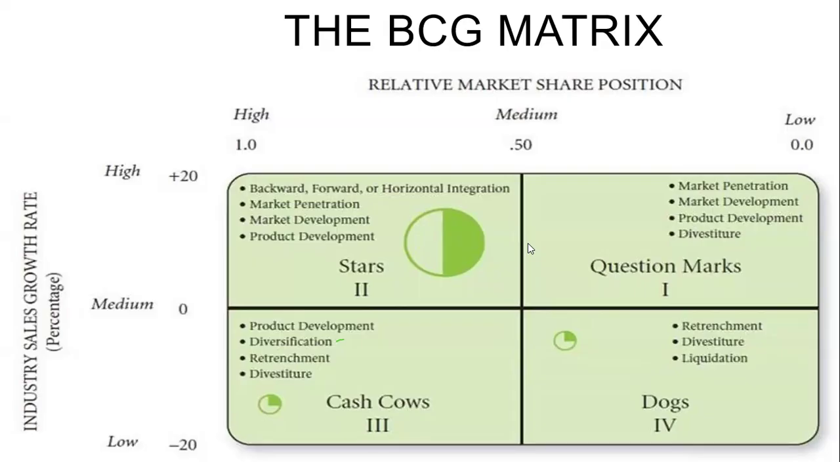Yeah, hello. I think a question mark division will mean that the future of that division or that product or service is uncertain. The future of that division or product line is uncertain. And why is it uncertain? Probably they have low market share.